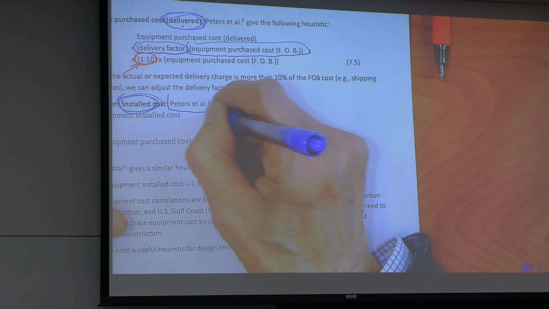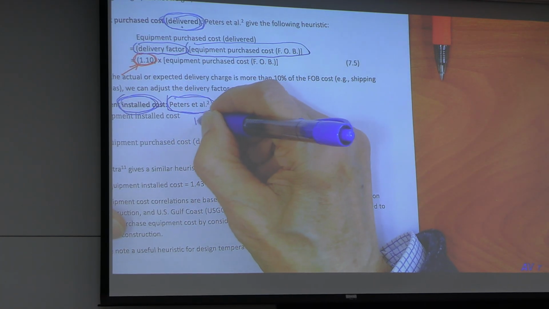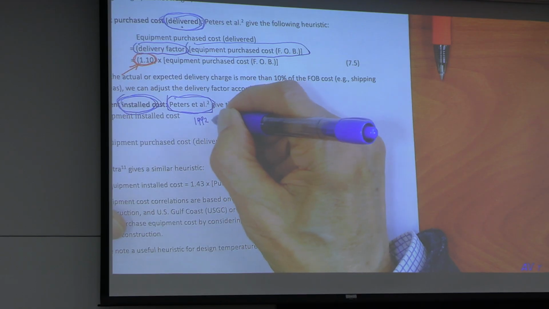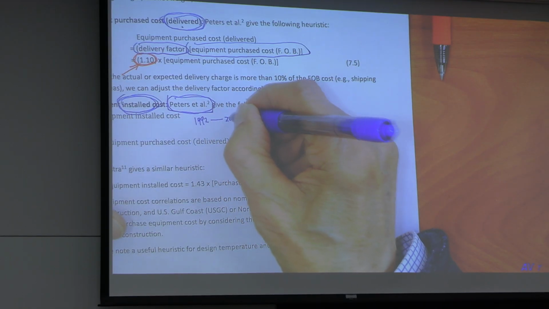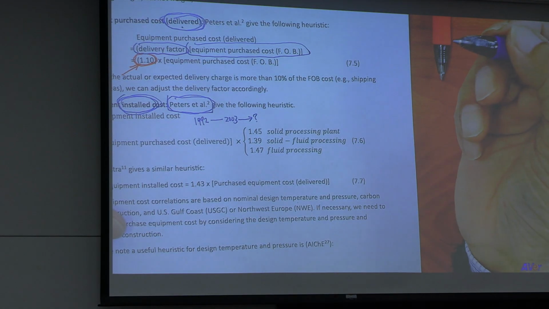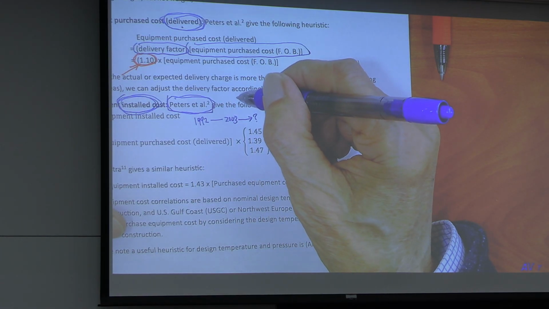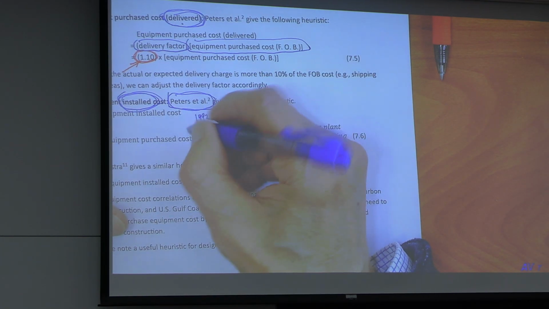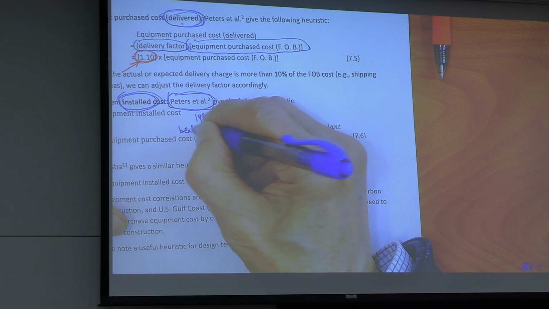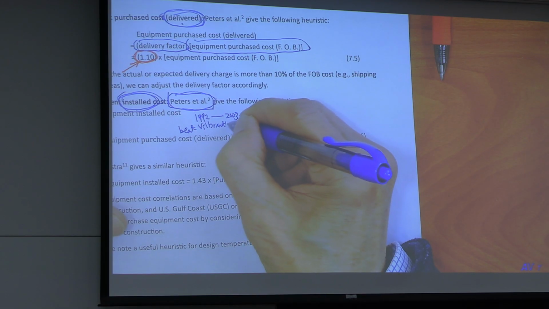Peters and Timmerhaus. The book started in 1992, and then 2003, and then never. But that was the standard design textbook for years. This book, big, well-branded book.